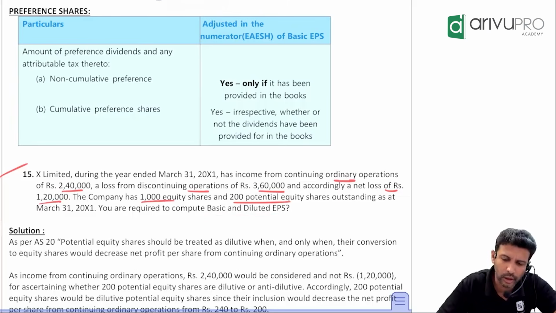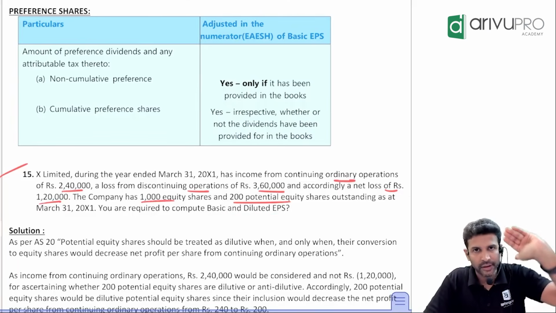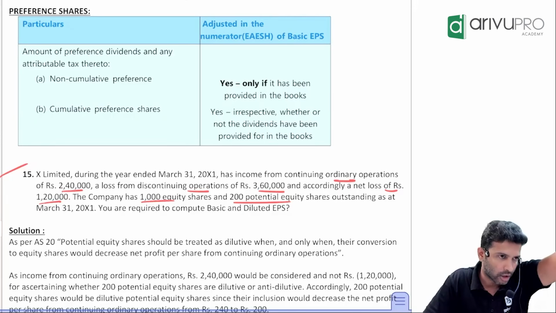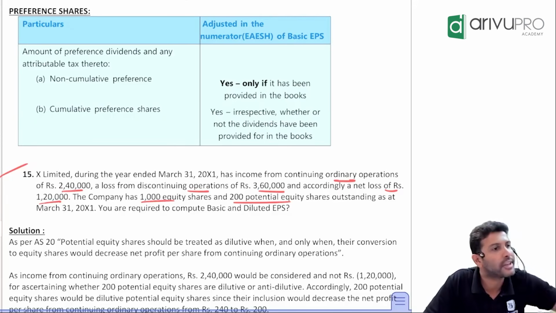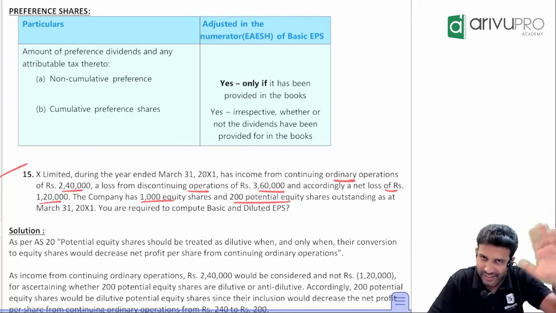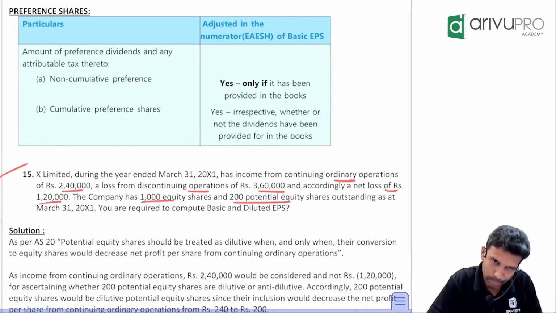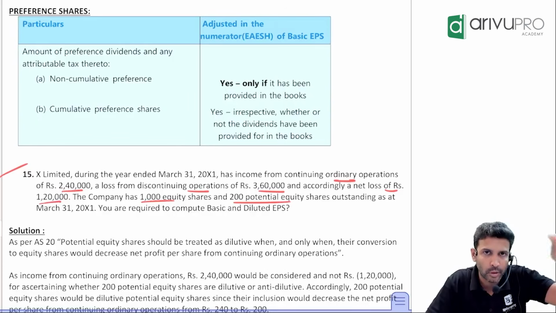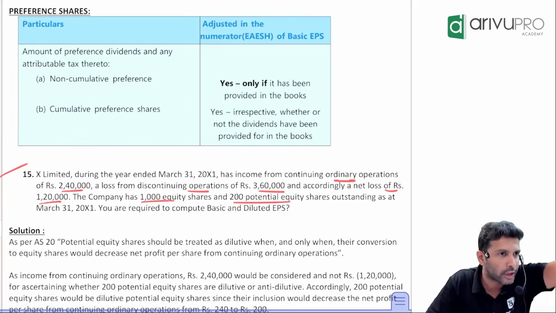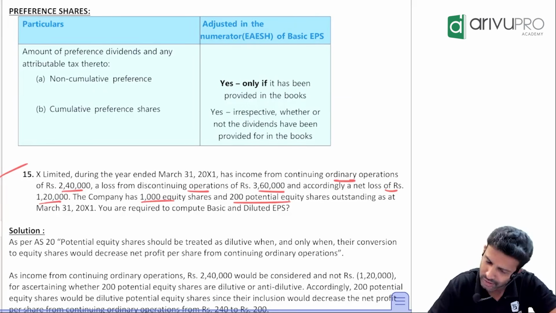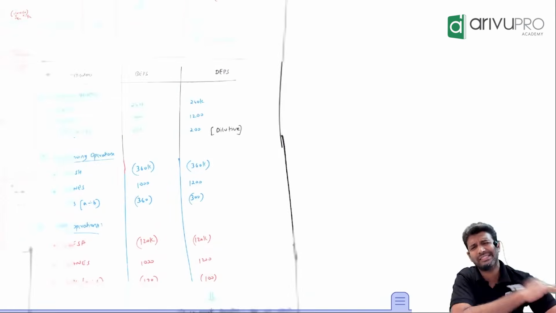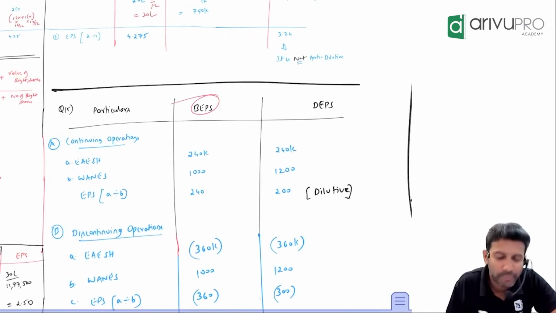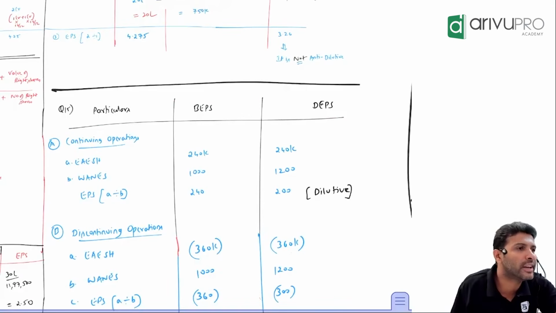Very straightforward. Look at this. But whenever they have given data for CO, CO means continuing operation, DO means discontinuing operation, TO means total operations, whenever they have given this, split it up. Meaning calculate BEPS, DEPS of CO, DO, TO separately. How? Don't freak out. BEPS, DEPS. Two components we need for BEPS: each, weights. Do you know each? How much?